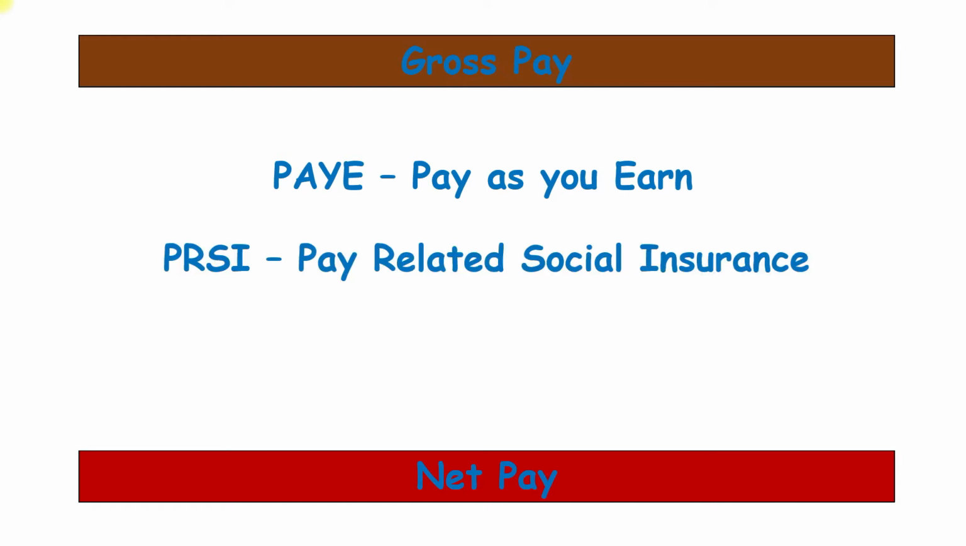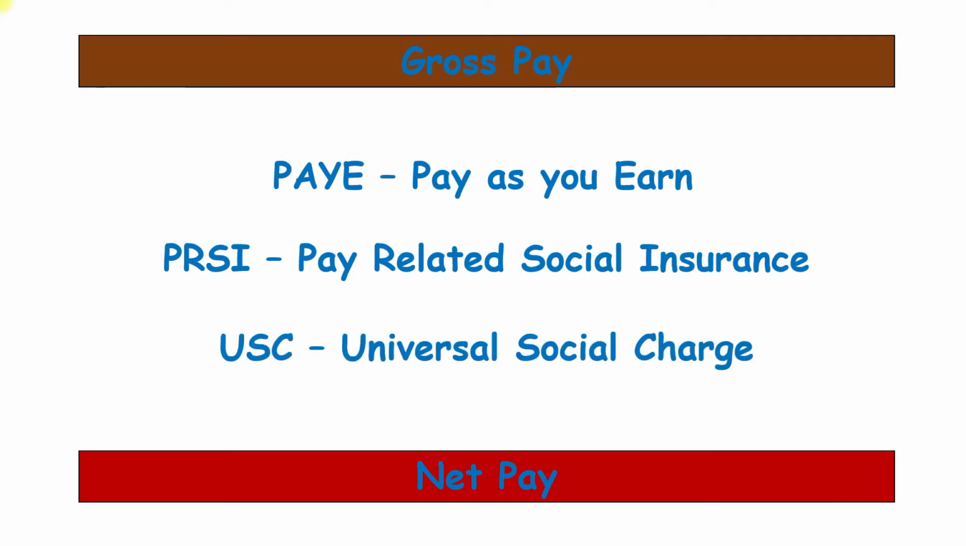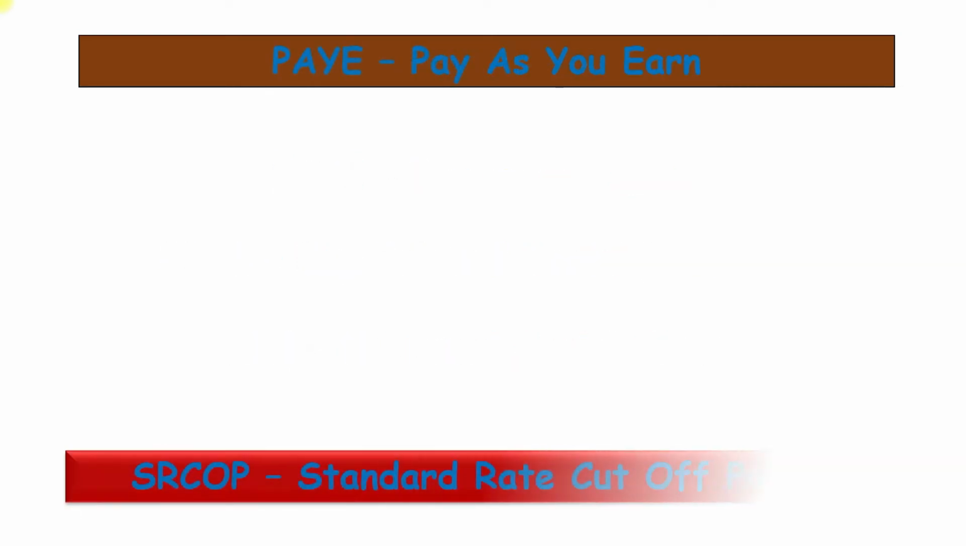The second tax is called PRSI, which stands for pay-related social insurance, and this is the main source of funding for social welfare payments. The third tax is the USC, which stands for Universal Social Charge. The Universal Social Charge (USC) is a tax on income that replaced both the income levy and the health levy. So, we will focus on calculating PAYE first. Only when we have practiced the PAYE calculations will we proceed to the other 2.